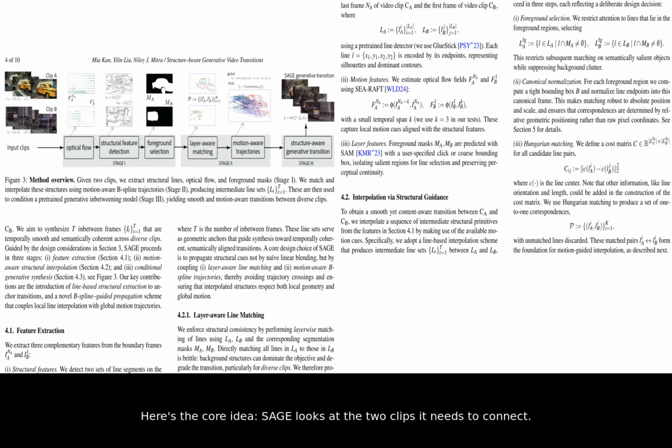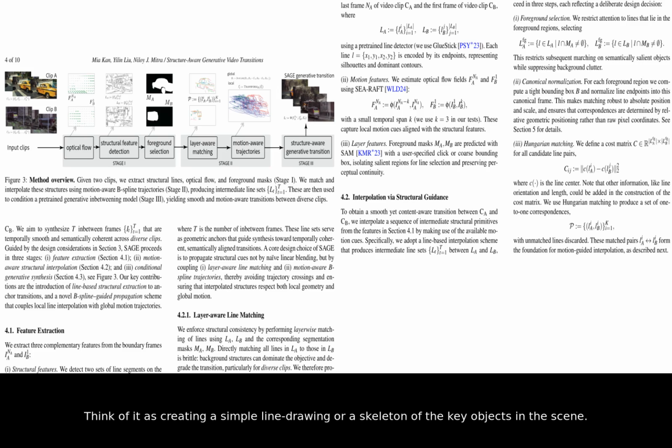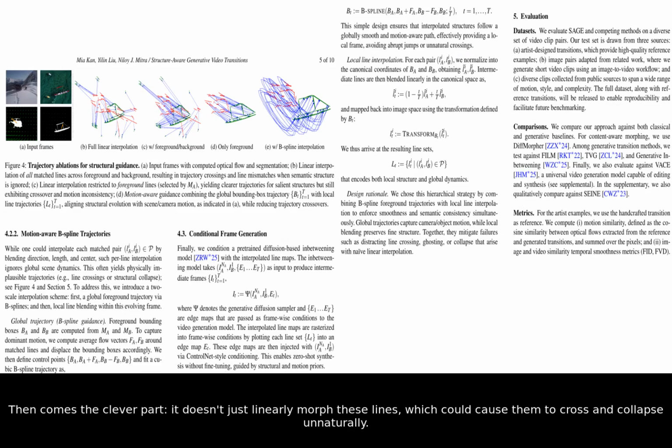Here's the core idea. SAGE looks at the two clips it needs to connect. First, it extracts the important structural lines and motion cues from the end of the first clip and the beginning of the second. Think of it as creating a simple line drawing or a skeleton of the key objects in the scene. Then comes the clever part.